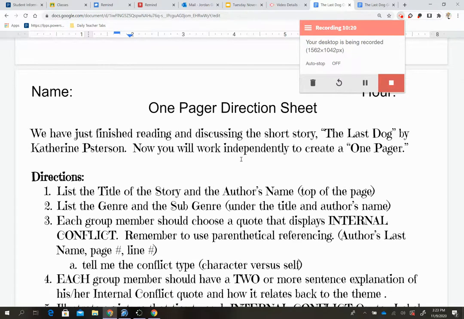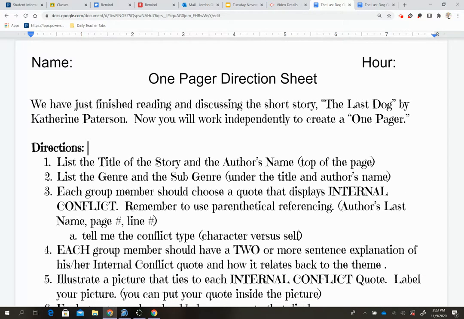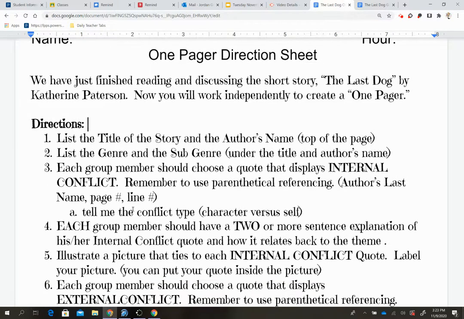It basically says that we just finished reading The Last Dog by Katherine Patterson, and that you are now going to create a one-pager. It says list the title of the story and the author's name at the top. List the genre and subgenre. Each group member should choose a quote that displays internal conflict, and remember to use parenthetical referencing, like author's last name, page number, and remember this is going to be paragraph number.